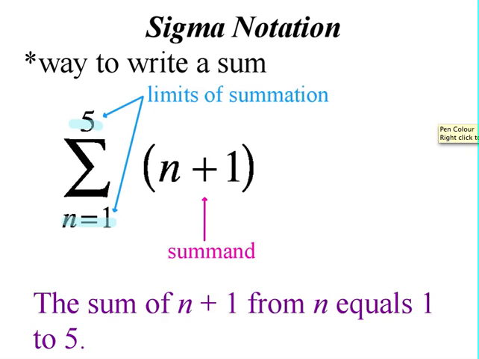This right here tells me what I am going to sum. So I'm going to sum n plus 1. We call that the summand, by the way. This would be read as the sum of n plus 1 from n equals 1 to 5. How I read that: I see the sigma sign, the sum of whatever's in parentheses from the limits of summation. So the sum of n plus 1 from n equals 1 to n equals 5. You plug in, and we'll look at that in the next example. I think that'd make a little more sense.